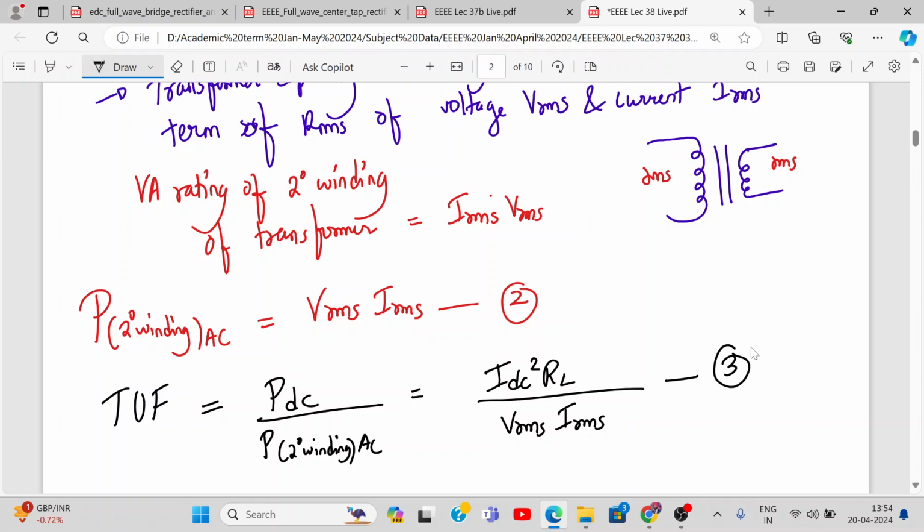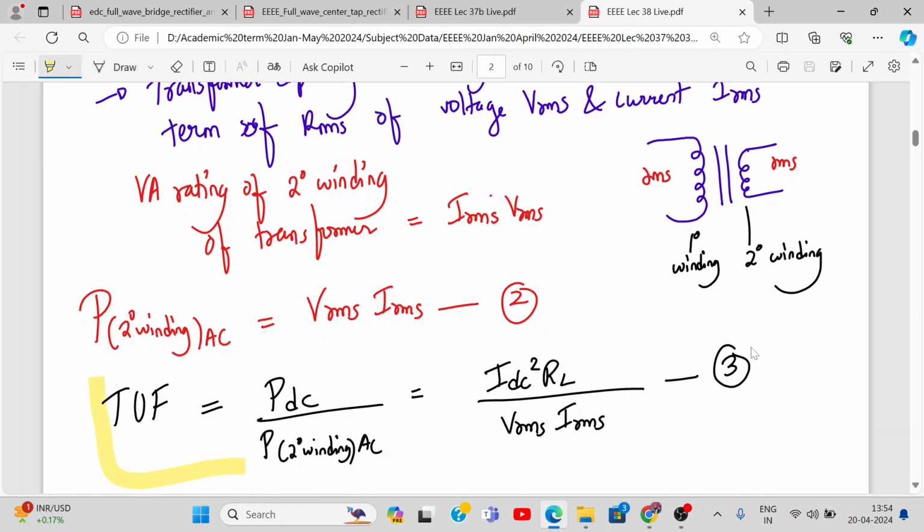What is VRMS? VRMS is the RMS value of the voltage at the secondary winding of the transformer, and IRMS is the RMS value of the current that is supplied by the secondary winding of the transformer. This is the primary winding. This is the secondary winding. So this is the generalized formula for TUF.